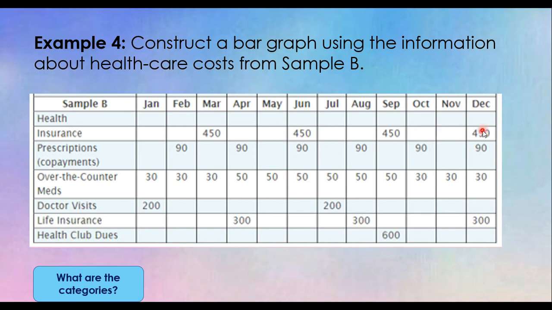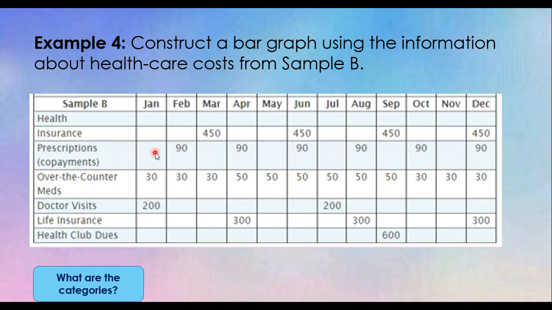So what do you think is going to be the categories? I'll give you a second. Is it going to be the rows, everything that goes horizontally, or is it going to be the columns vertically? Give you 5, 4, 3, 2, 1. It's going to be the months. So it's actually going to be the columns because we're comparing the total costs of these for each month.